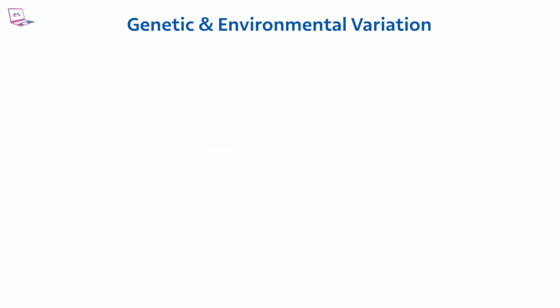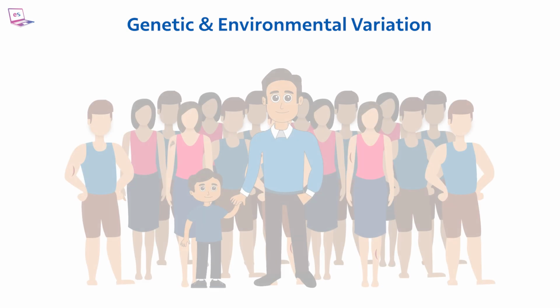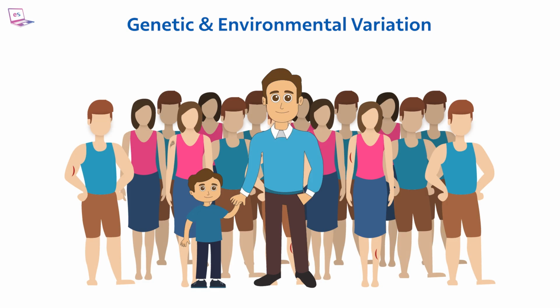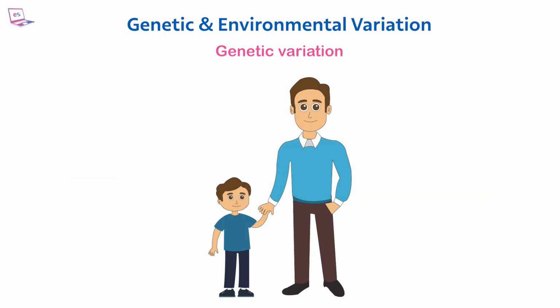Genetic and environmental variation. Variation can be due to the genes that have been inherited, or the environmental causes, or a combination of both. Genetic variation refers to inherited differences between individuals, such as eye color, hair color, and skin tone. In natural selection, genetic variation is essential.